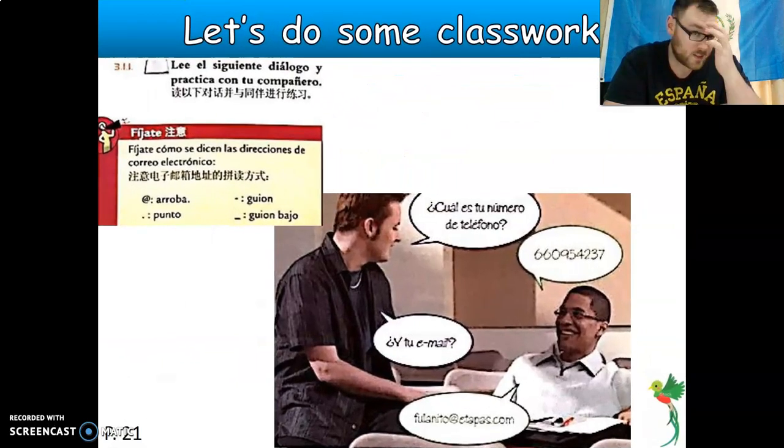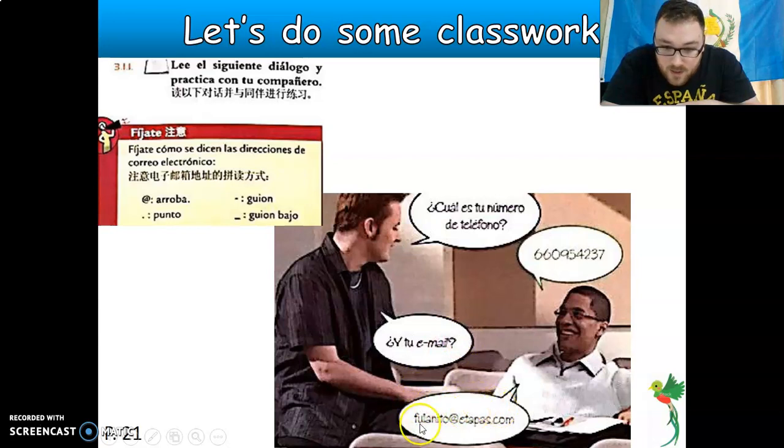Alright. Now, here's something from the course book. Page 21. I have not taught you everything that it means because I think you guys can kind of guess what it means. So this guy is asking this guy, ¿Cuál es tu número de teléfono? And he says 660 00 9542 37. And this guy says, ¿Y tu email? And it says his email, and then this is called an arroba, and then etapas.com.